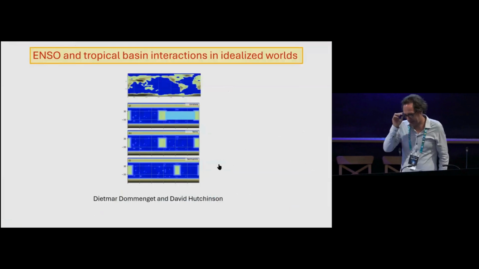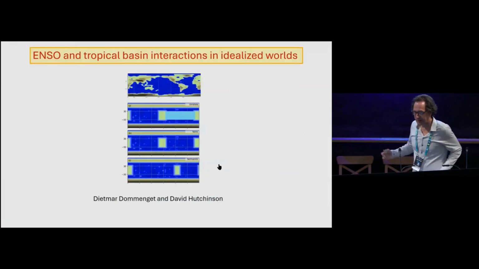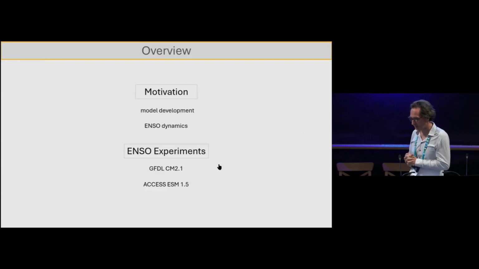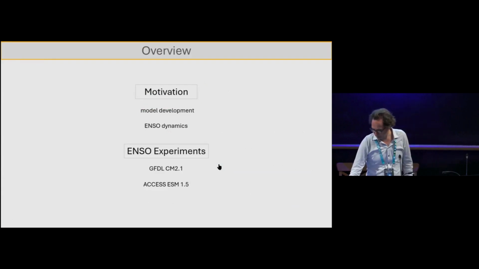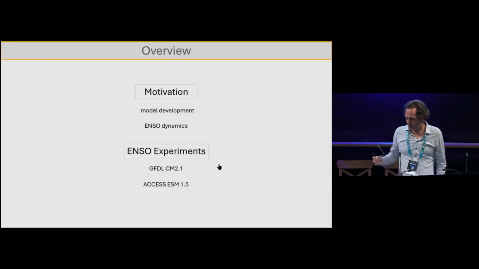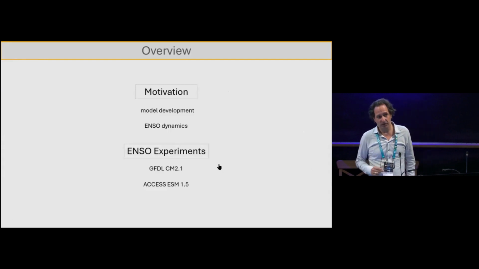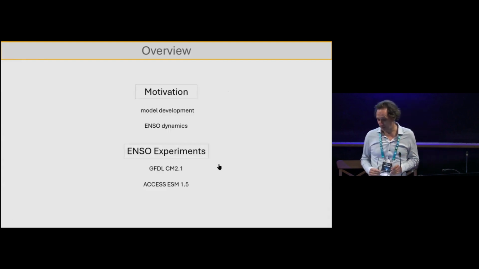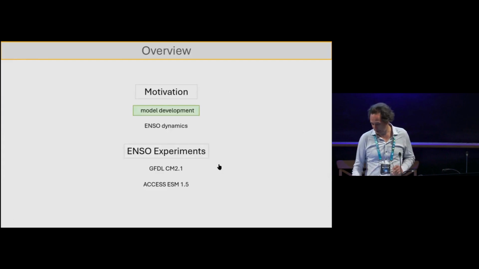Okay, hello everybody. So I'll show you an application of using models. My topic is ENSO and tropical basin interactions, but it's also a little bit about model development. So here's my overview. My motivation is that I'd like to develop models to be useful for me, and I'm also interested in ENSO dynamics. I will show you results with the GFDL model because I couldn't get the ACCESS model running, but I also show you some ACCESS model results that back up the GFDL results a little bit.